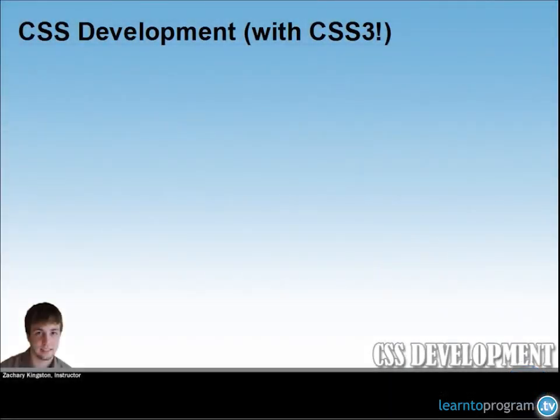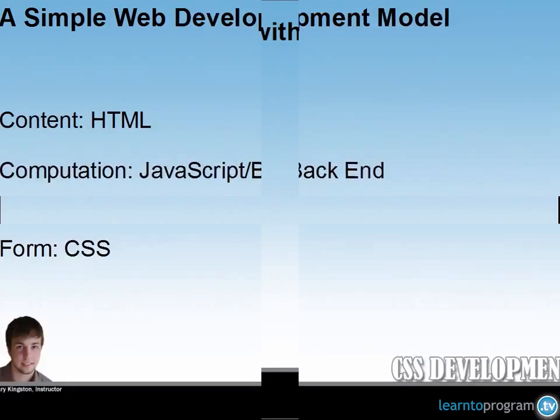Cascading style sheets, generally just abbreviated to CSS, are a web development language which allow us to describe the appearance of web pages. Using CSS, we can create web pages which are more aesthetically pleasing, more user-friendly, and even more intuitive than we could otherwise.